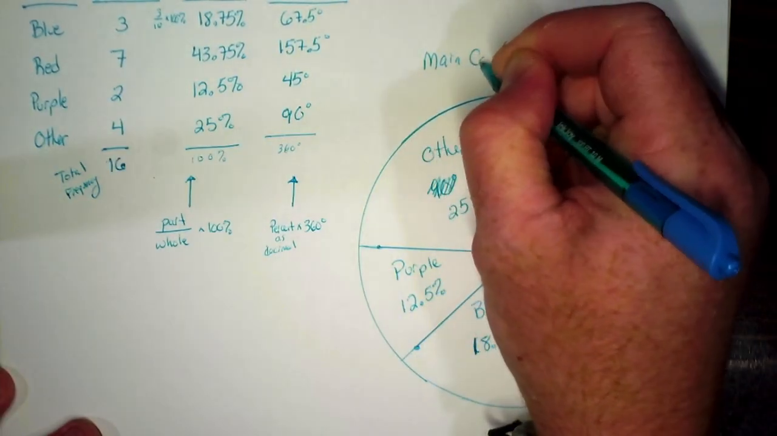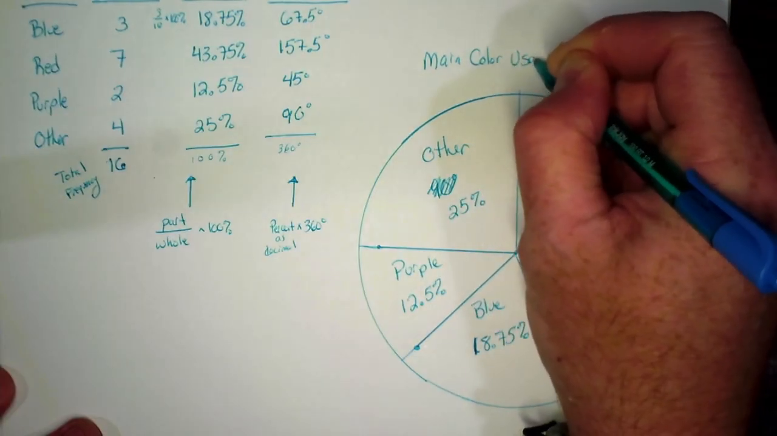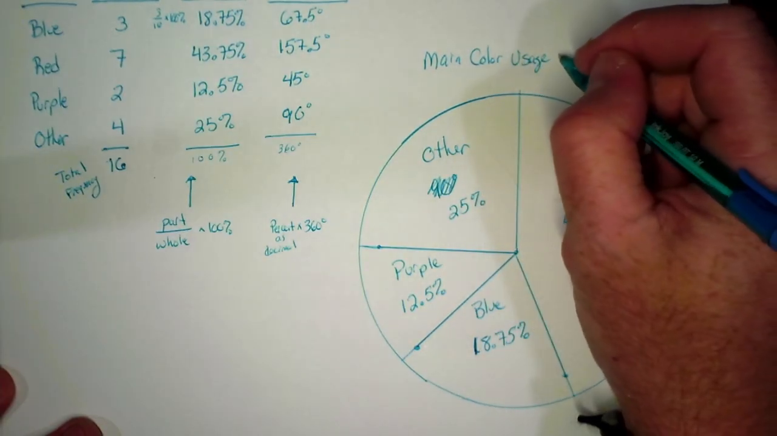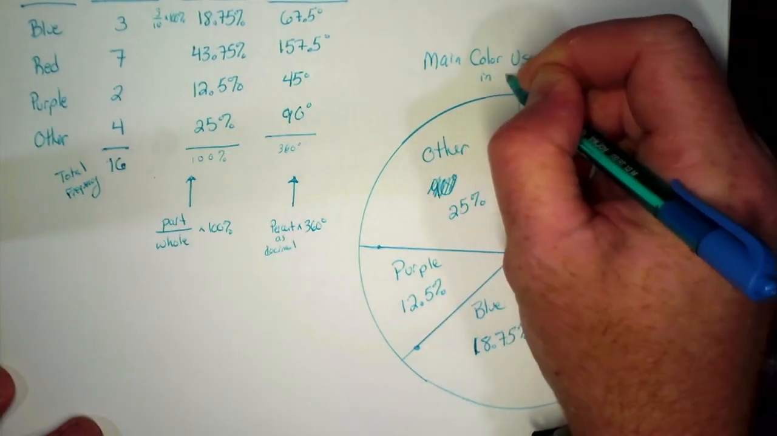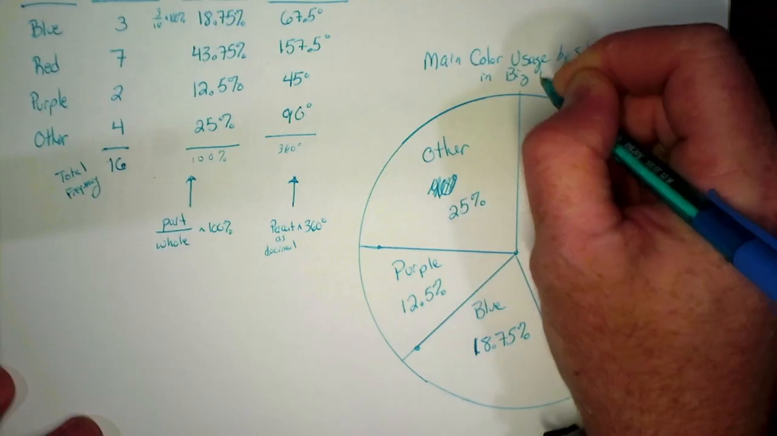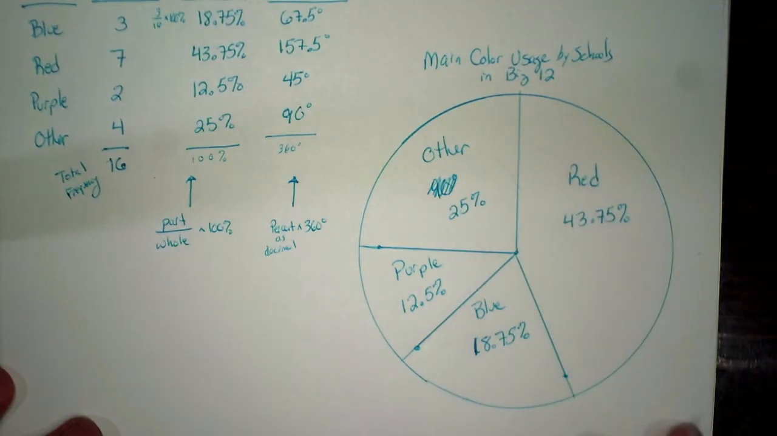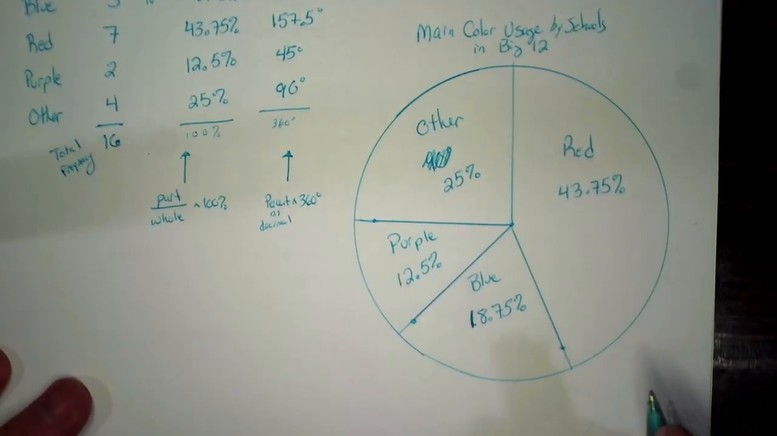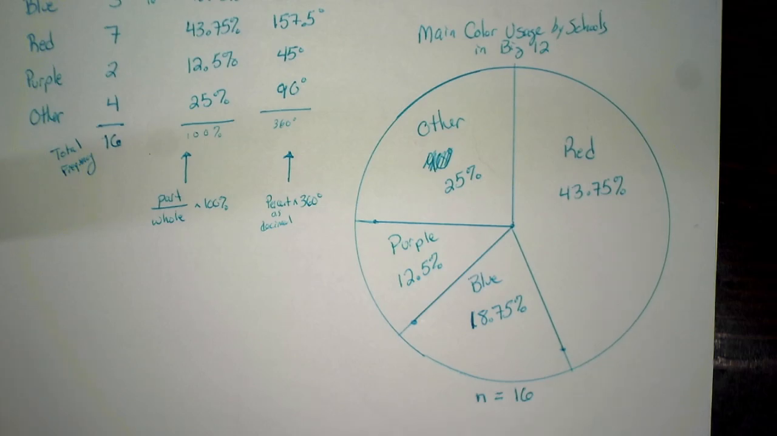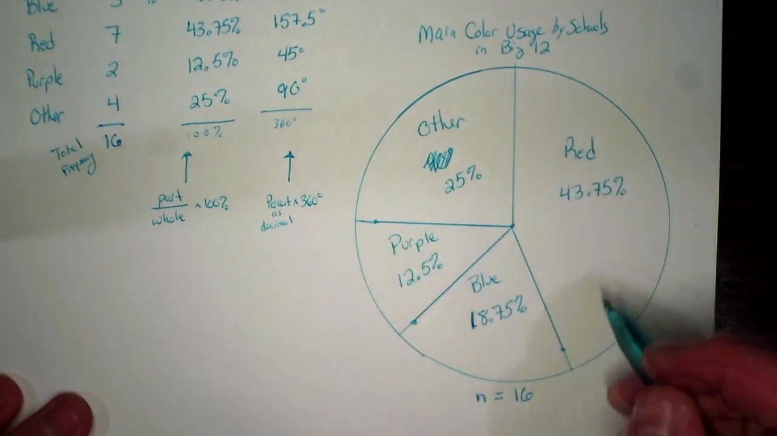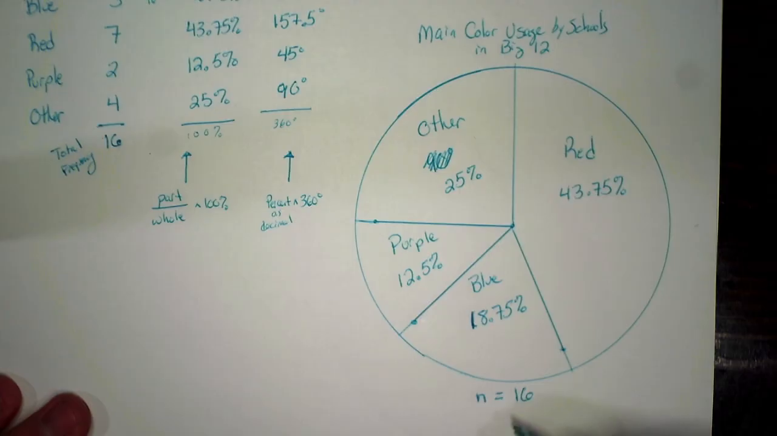Main color usage by schools in the Big 12 or something like that, by Big 12 schools. Okay. And then there's something else that I like to include on circle graphs. Okay, there's not much else to label except we can talk about the number of schools that we have. Okay, so there were 16, and sometimes at the bottom of these you'll see n equals 16 or number of participants or schools or something like that. And that's helpful information too.